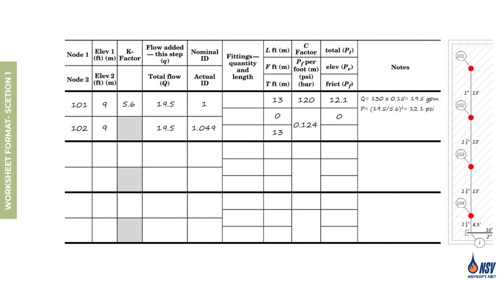This value is obtained by multiplying the total length of the pipe, fittings, and valves by the friction loss per foot of pipe. In our example, the result of this calculation is 1.6 psi. Now that we've completed all the cells for the first segment, we move on to the second segment of the detailed worksheet.